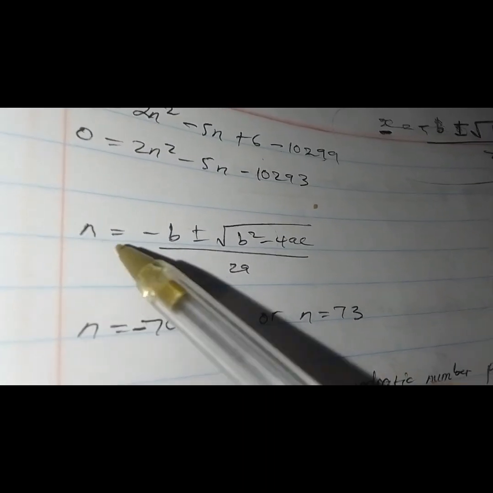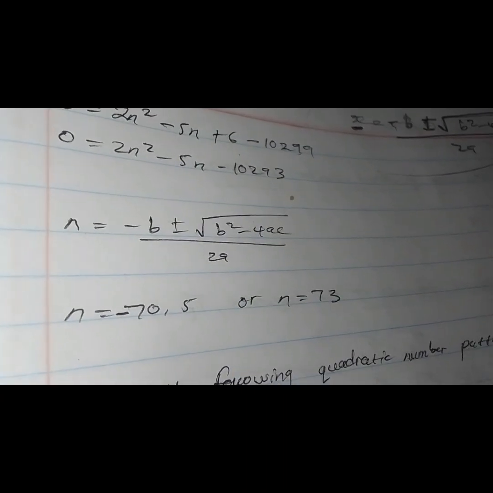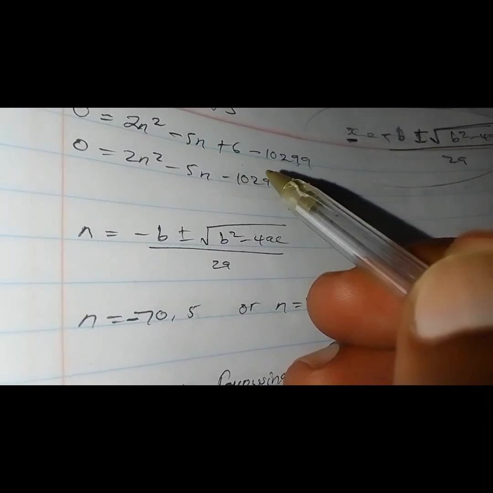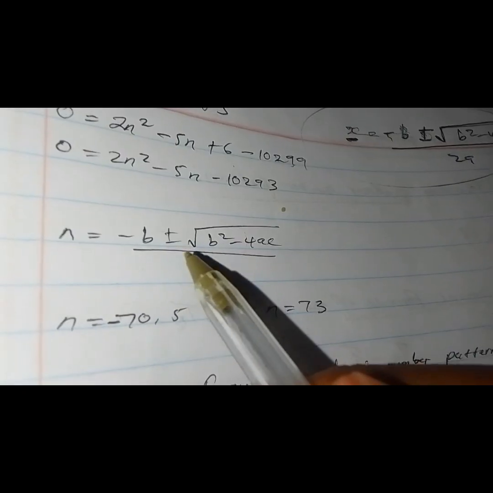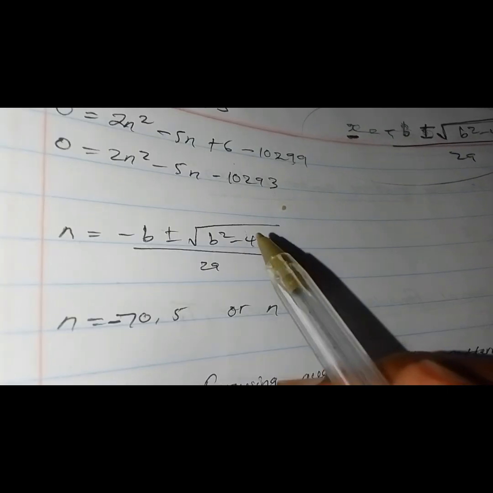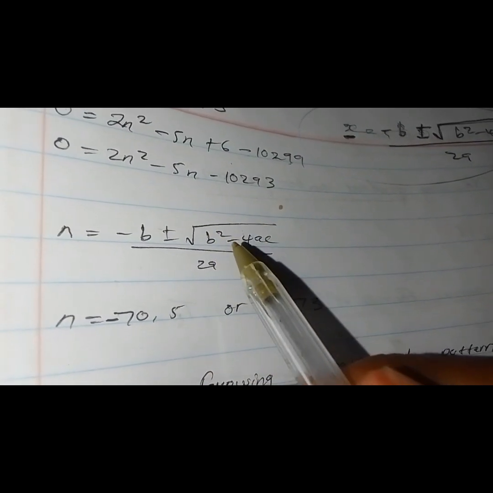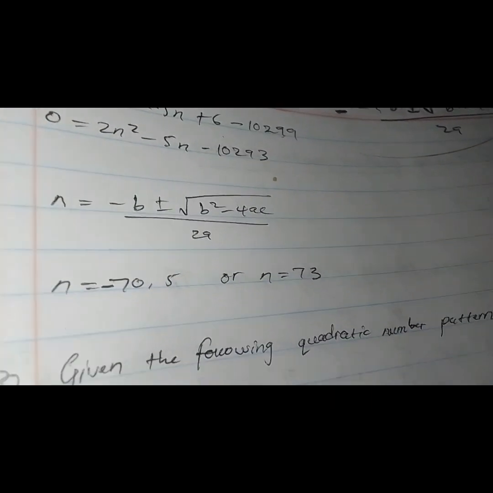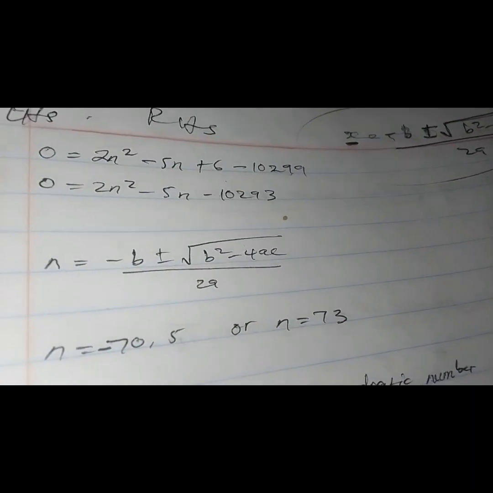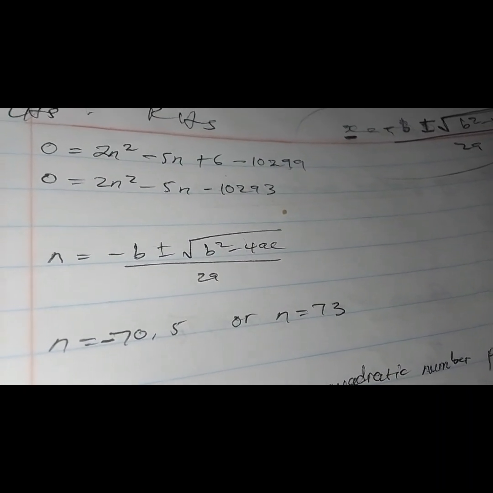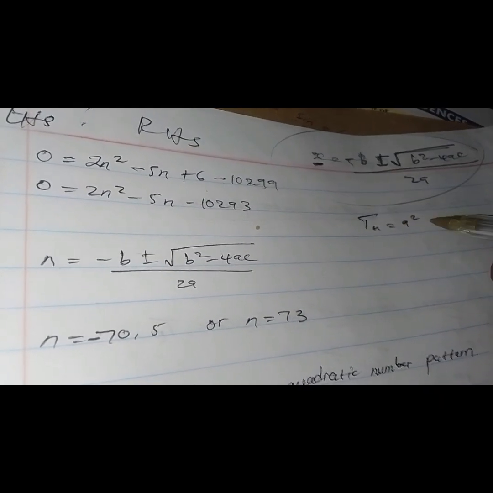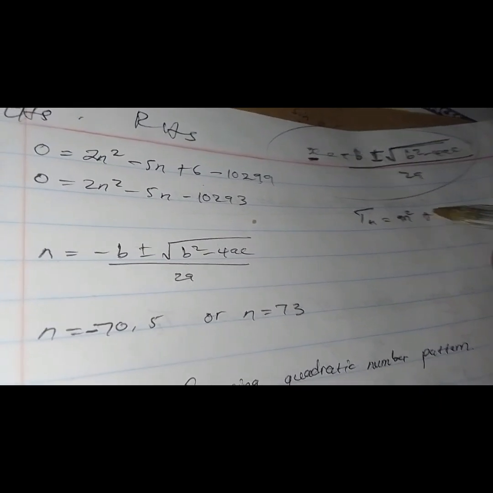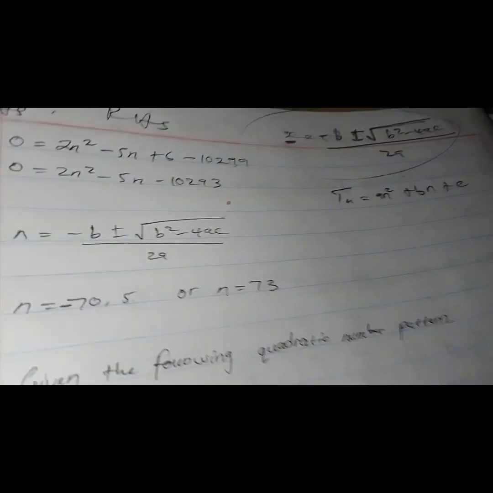We're looking for the n, the term of this value, the 10,299 value, right? So n is equal to minus b plus or minus the square root of b squared minus 4ac over 2a. So you just punch it into your calculator, because you know the general formula already. We have Tn, which is an squared plus bn plus c, right?